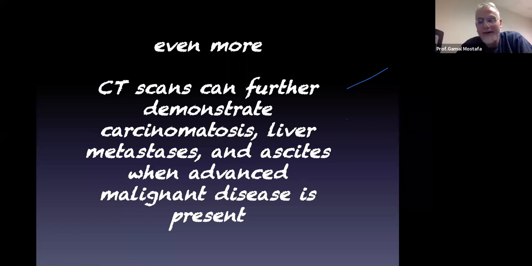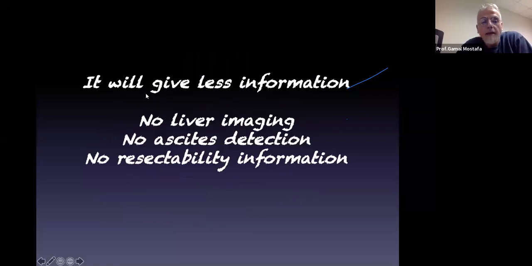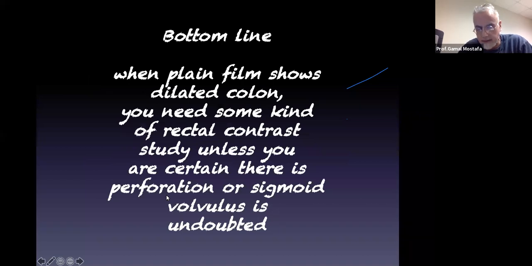Okay. All right, Muhammad, we're back. So yeah, CT scan will further demonstrate liver cancer or metastases or ascites, right? So let me make sure that I didn't mess up my slides here. If you don't like CT scan or you say you don't have a CT scan, you can get a barium enema, but it'll give you less information. No liver imaging, and you cannot detect ascites.